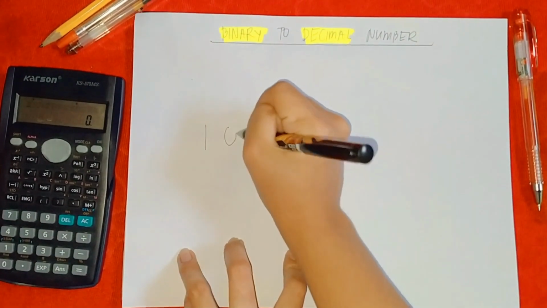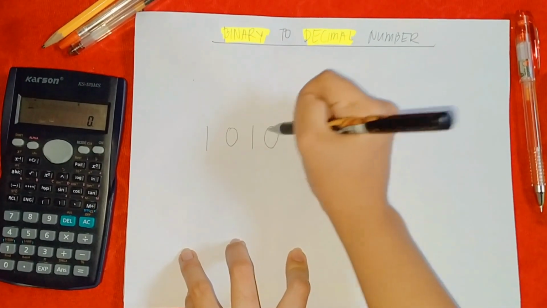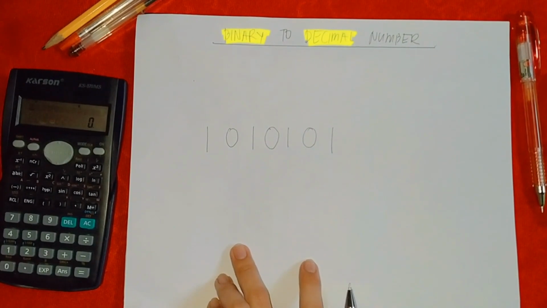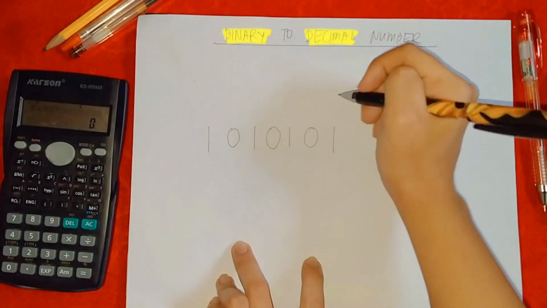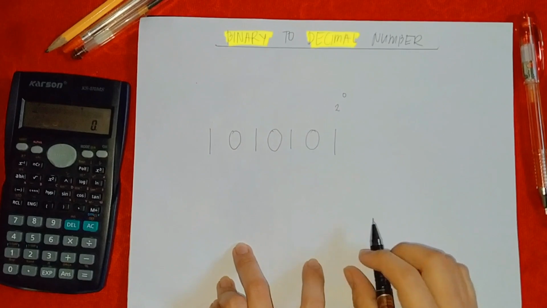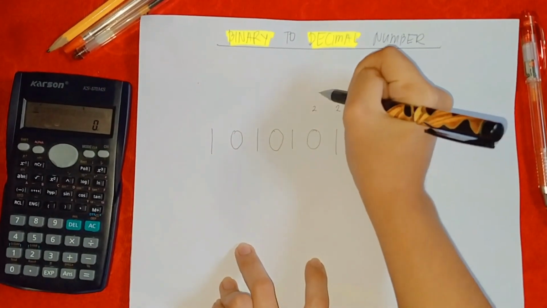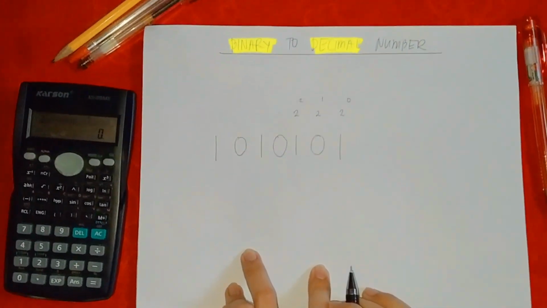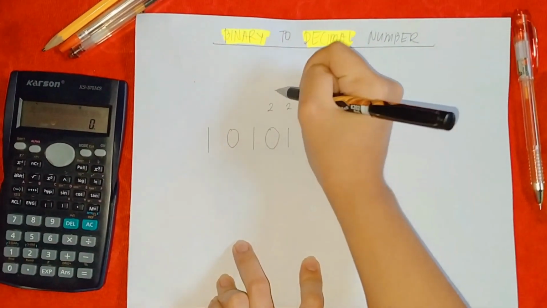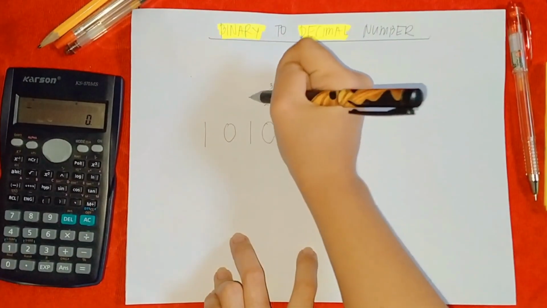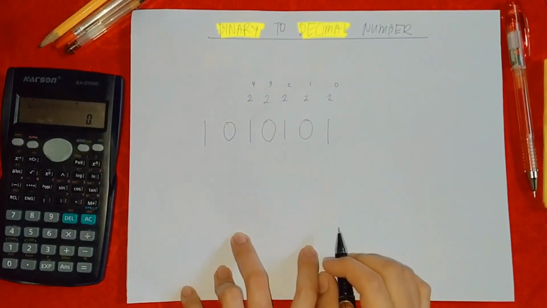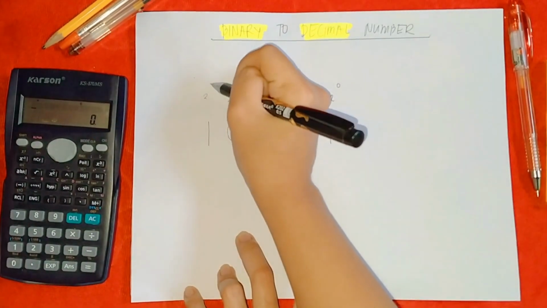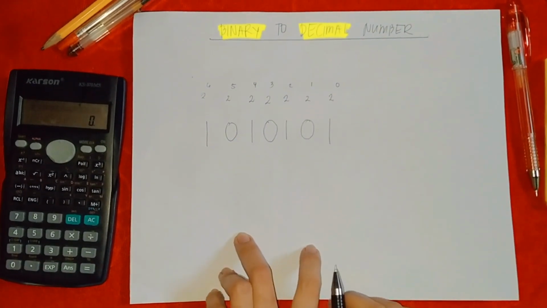1, 0, 1, 0, 1, 0, 1. So the first value is 2 to the 0 power. The second value would be 2 to the first power. The third value would be 2 to the second power, and 2 to the third power, 2 to the fourth power, 2 to the fifth power, and 2 to the sixth power. So what should we do?